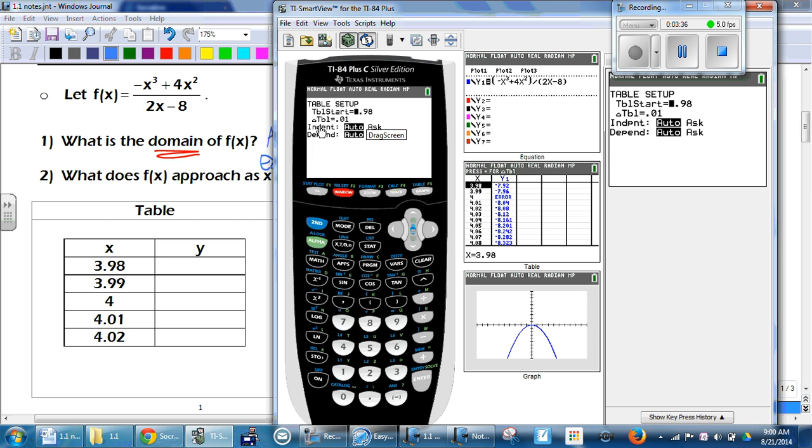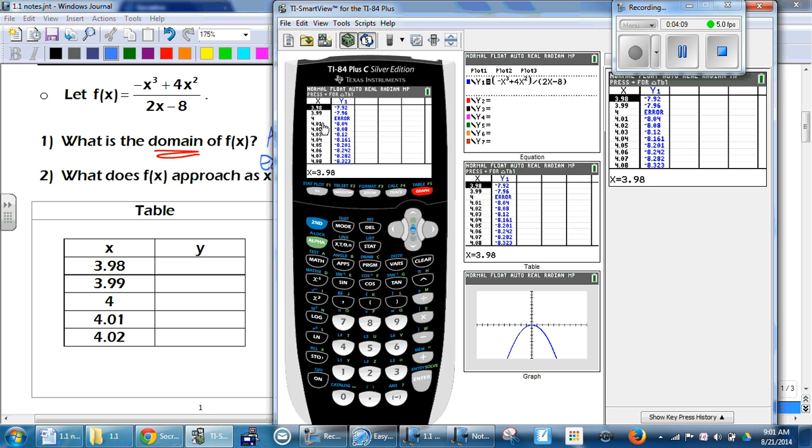And then the change in the table wants to know how much do we go up by each time for the x value. Well, our table is going up by 0.01. So I'm going to put 0.01 for the change in the table. And you want the independent variable and dependent variable to be auto. Calculator is going to automatically figure those out for us. There's some other situations where we'll change the independent to ask, but for right now we'll leave it at auto. And then we want to look at the table. We can go ahead and hit second graph, which will give us our table.